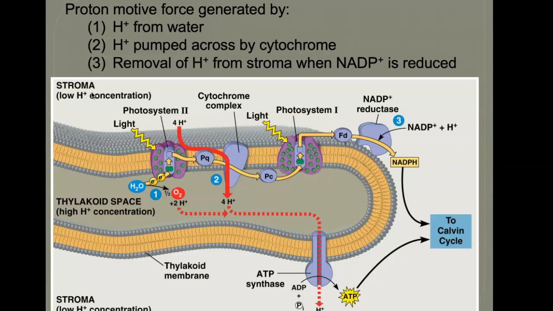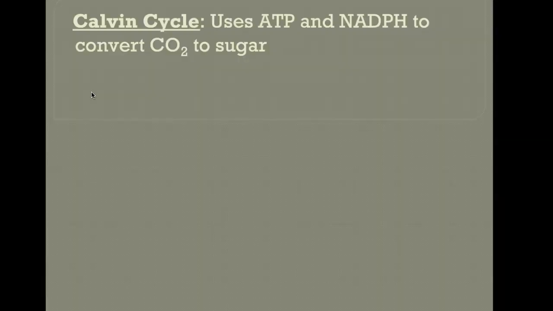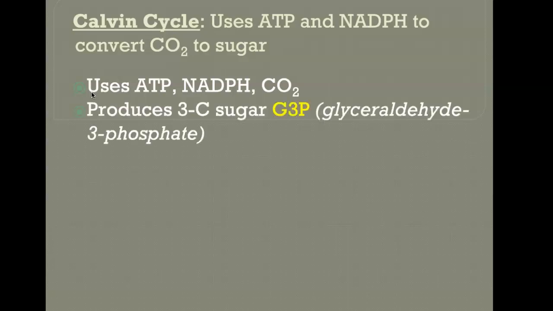Again, Calvin cycle, we need to make glucose. So a summary of the Calvin cycle. This is where ATP and NADPH are going to convert carbon dioxide to sugar. This process uses ATP, it uses NADPH and carbon dioxide. What is going to be produced isn't directly going to be glucose, a 6-carbon sugar, but rather it's going to create a 3-carbon sugar, which will be put together with another 3-carbon sugar to make a glucose molecule.